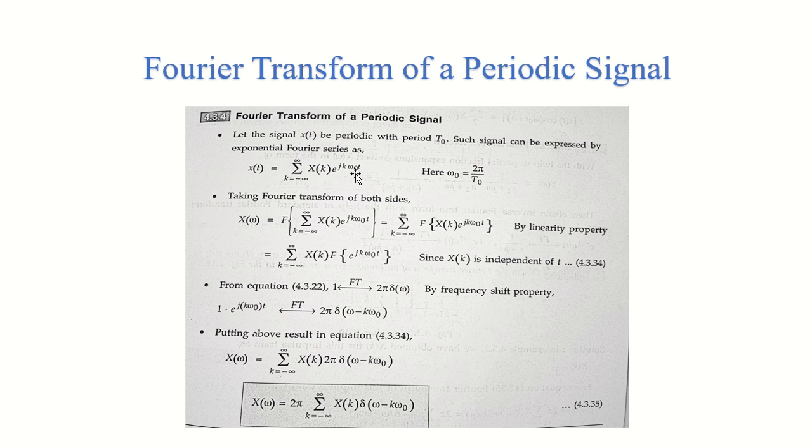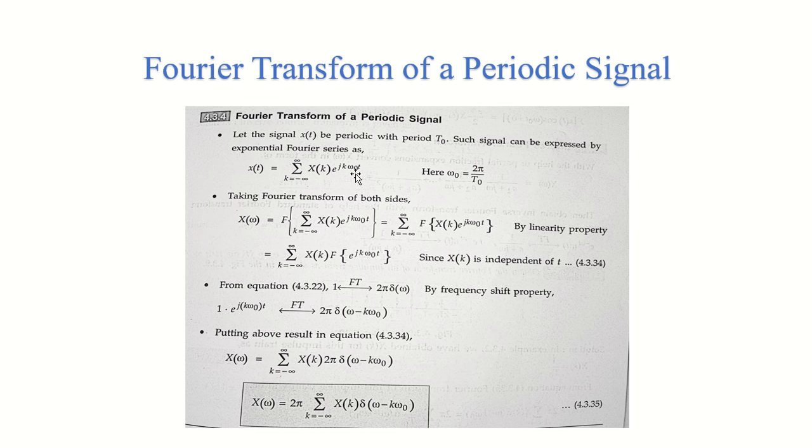And what is the value of omega 0? The value of omega 0 is again the same, 2 pi f, or if you want to find the value in terms of the time period, you can write omega 0 is equal to 2 pi by t0, or you can also write omega 0 is equal to 2 pi f.